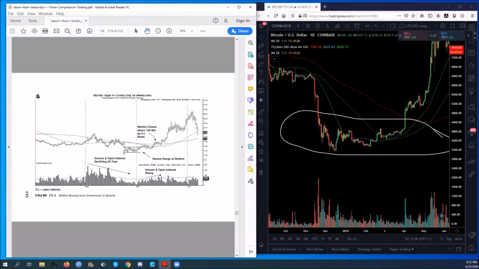Notice the drop. Notice the sideways. Notice the volume, pretty relaxed here. And then we pick up and go. Now you could argue this looks pretty similar. But what do you see here about the volume and open interest declining all year leading into the bottom?